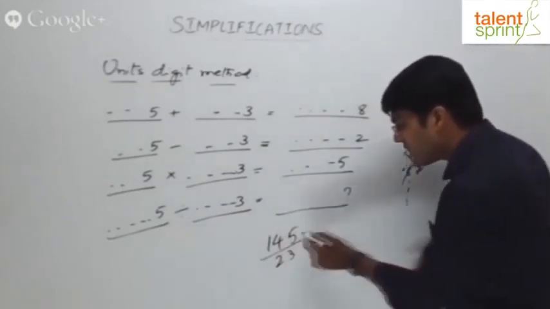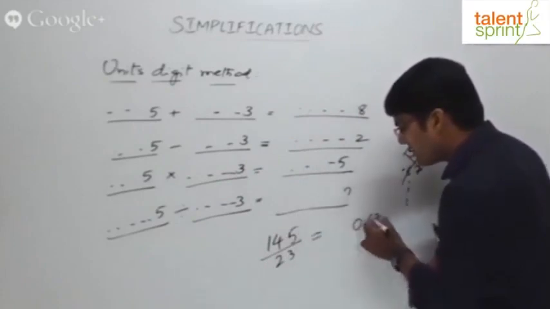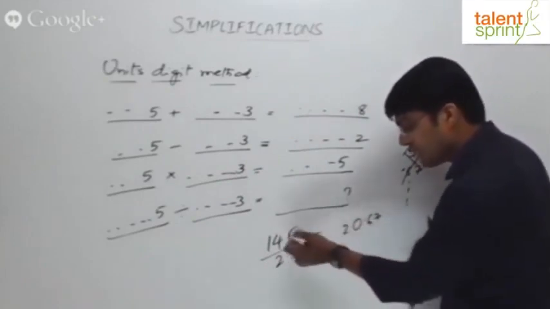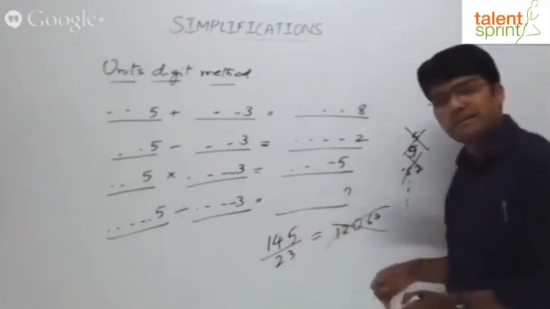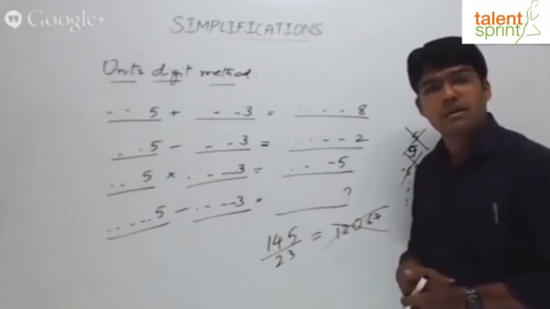If that is the case, the answer should be what? 5 by 3 is 0.67, 4 by 2 is 2, and 1 by 1 is what? This is not the correct way of doing it. What do we do in that case?